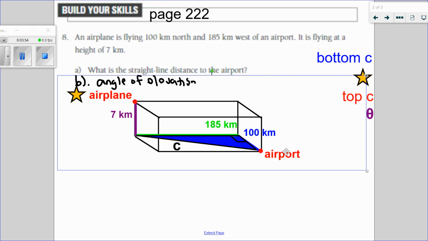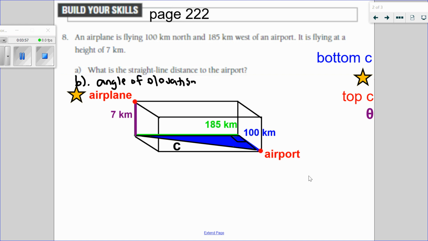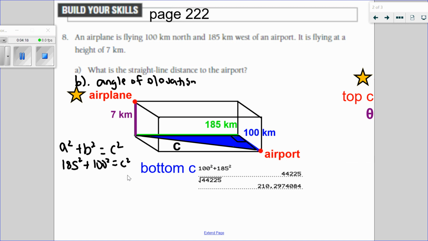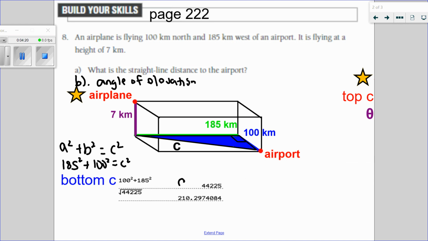I want to know the distance between the airplane and the airport, and I have to do this in two different stages. So the first thing I'm going to do is find the hypotenuse of the bottom triangle. To do that, I'm going to use my Pythagorean theorem, a squared plus b squared equals c squared. So I'm going to have 185 squared plus 100 squared equals c squared. For the bottom c, this is what c squared is equal to. So c is the square root of that, which is 210.3. So 210.3 kilometers.